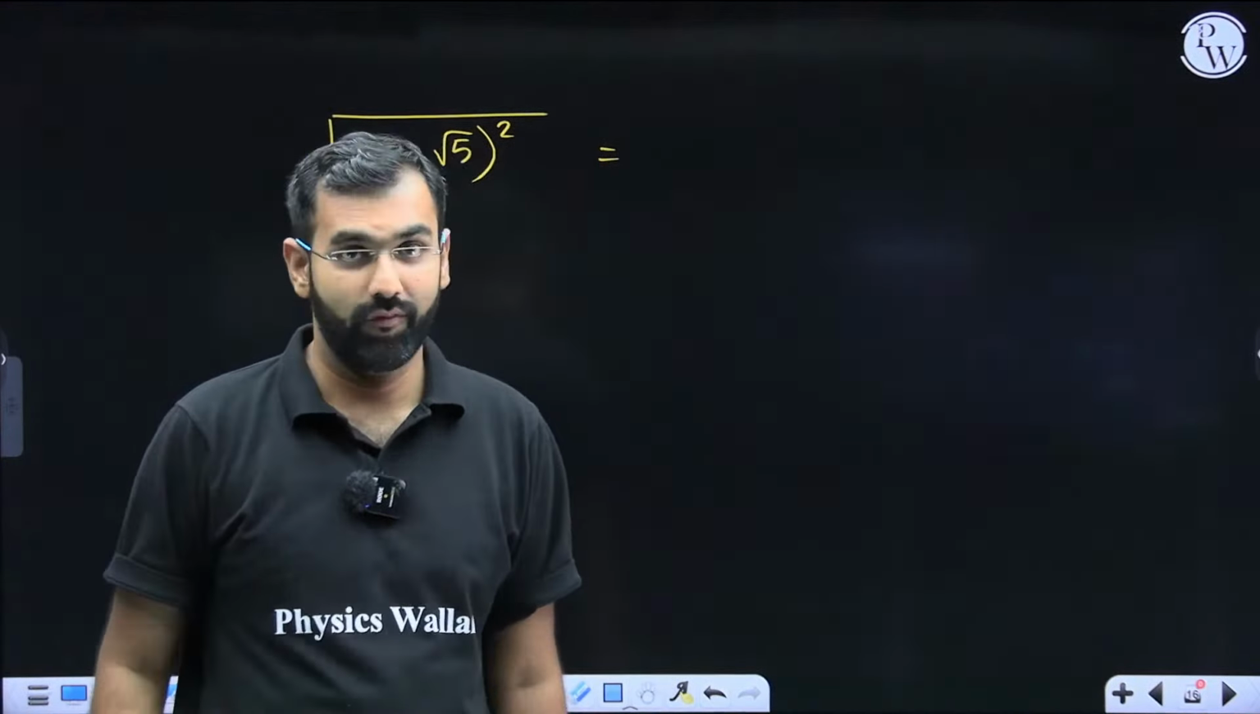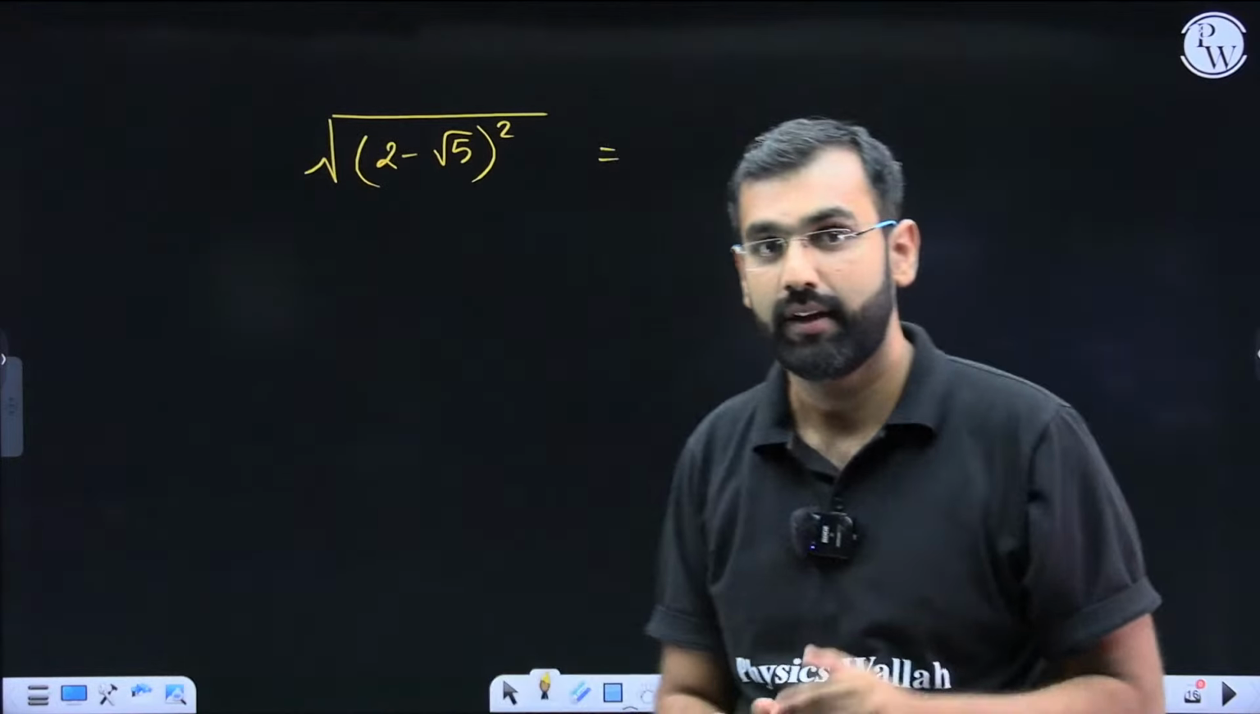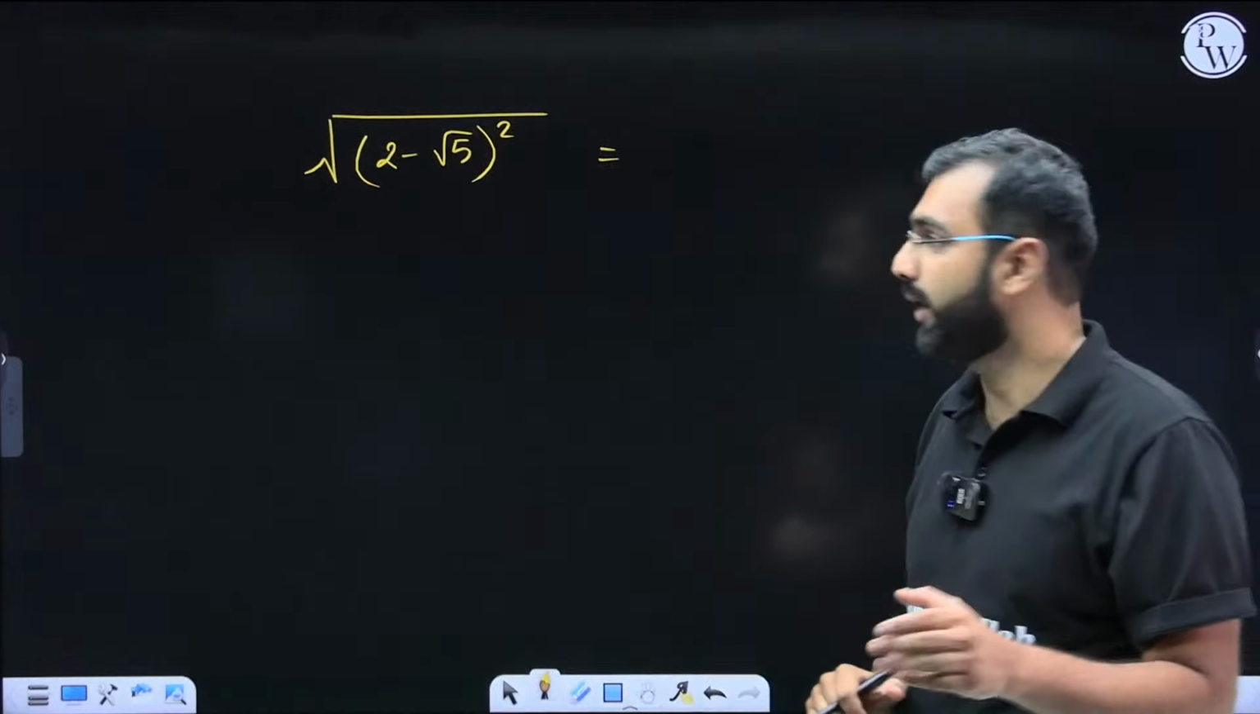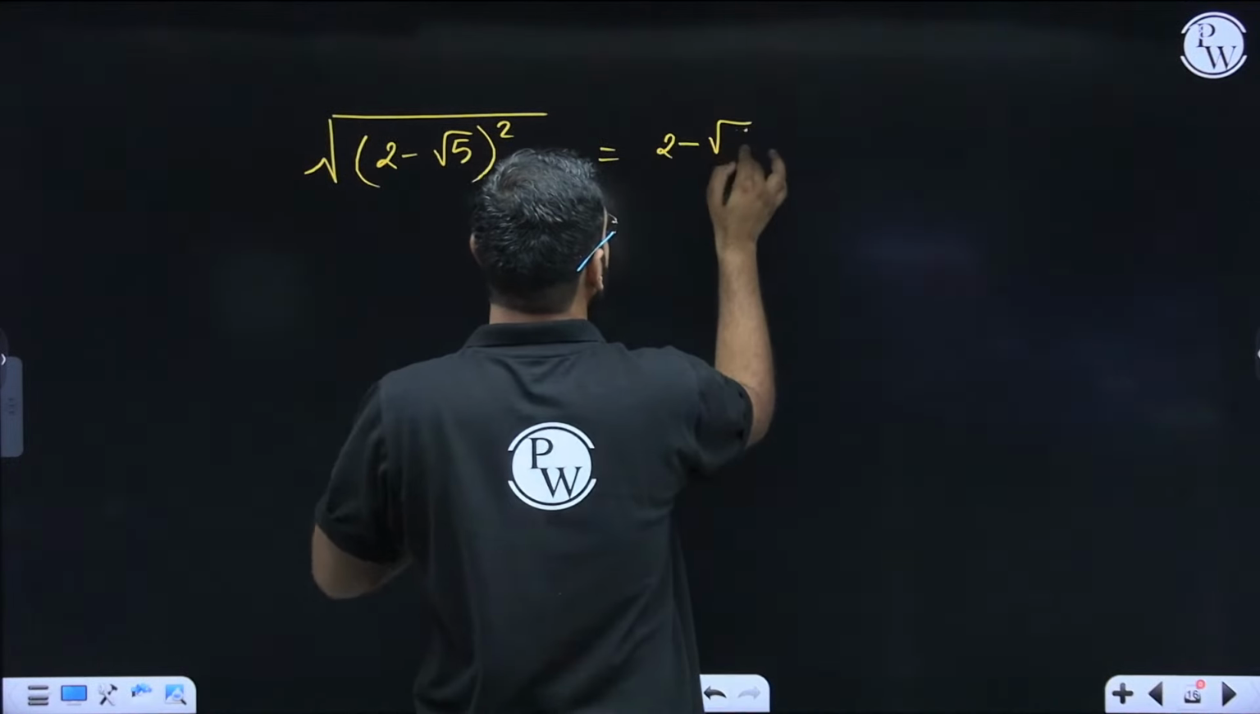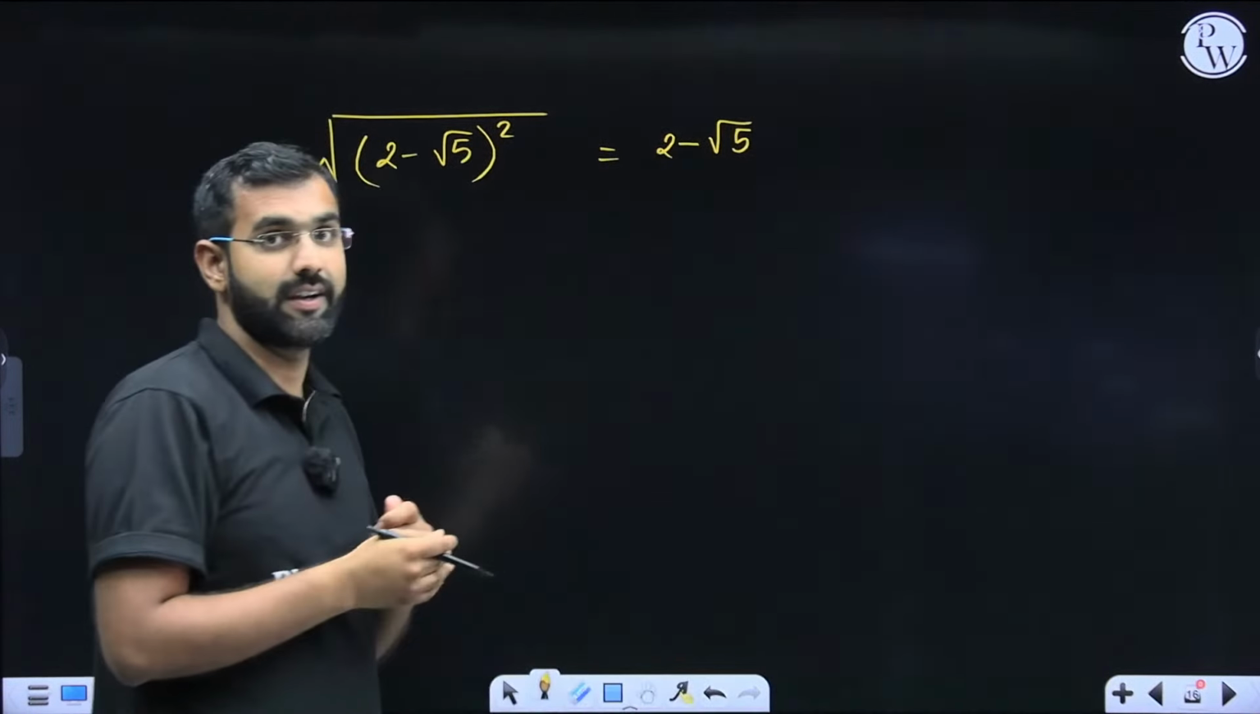Square root over square of 2 minus root 5. A lot of you will say that, sir, the square root nullifies the square sign and your answer is 2 minus root 5. Then I think you've got to cross check it again. Why am I saying so?